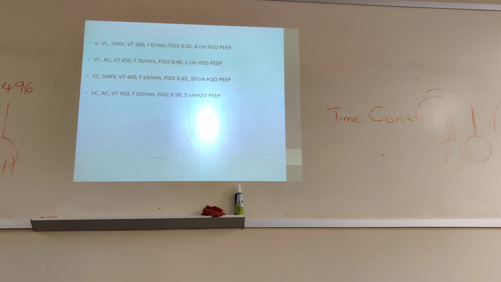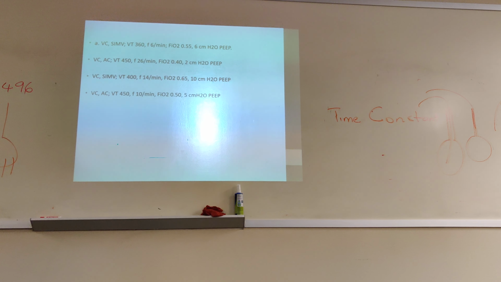FiO2 65? No, the rule says that if the patient is on room air, you have to put them on an FiO2 that is between 40 to 60. So that's out as well. I go to the next one, ACVC 400, that's in. Respiratory rate 10, well, that's in. FiO2 50, yeah, that's between 40 to 60. PEEP 5, yeah, that's between 2 to 6. So that's what I'm going to put that patient in.